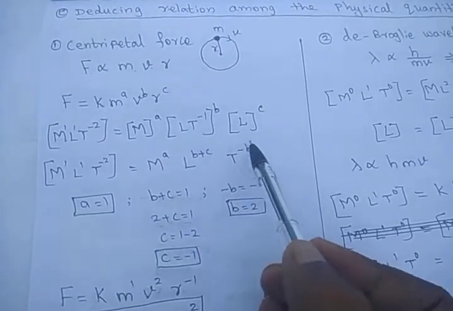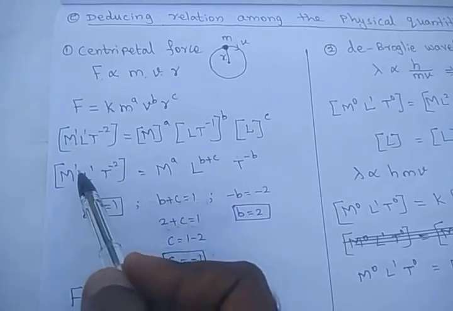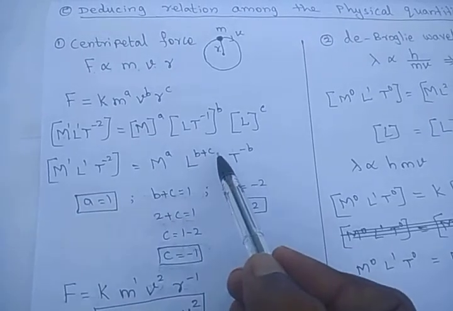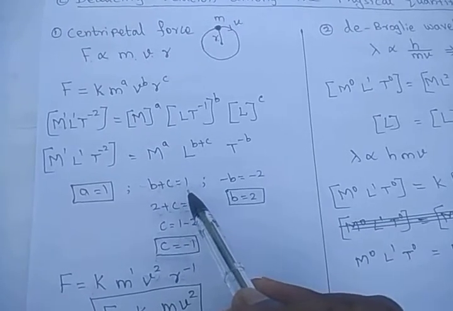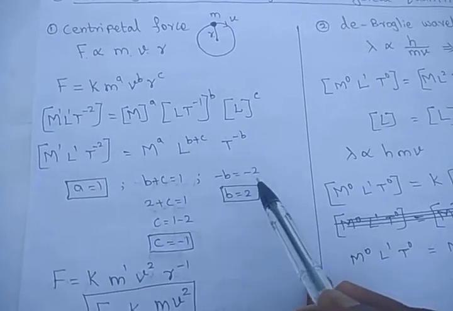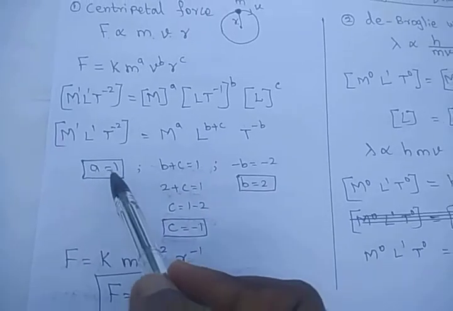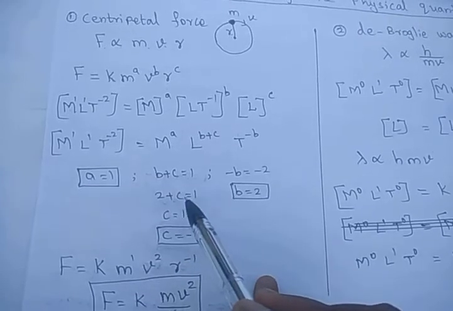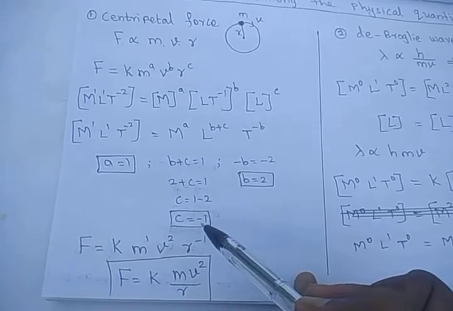Now we are going to compare the right side with the left side powers. So a is equal to 1 because M^a is M^1. Then L^(b+c) is equal to L^1, so b plus c is equal to 1. Then T^-b is equal to T^-2, so minus b is equal to minus 2. The minus signs cancel, and we get b is equal to 2. We already found a is equal to 1. Substitute this b here: 2 plus c is equal to 1, so c is equal to 1 minus 2. The answer for c is minus 1.